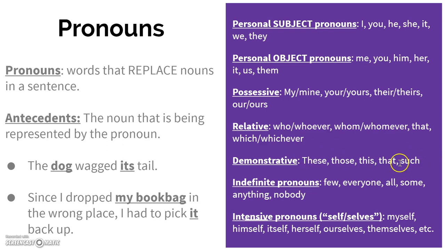These specify. Indefinite pronouns are general categories of people or things. Few of us know the answer. Everyone in general has a brain. All of us, only some, anything, or the opposite, nobody. So, these are again our general categories. And finally, intensive pronouns are the ones that include the word self or selves, like myself, himself, itself, herself, ourselves, themselves, etc. So these are actually quite easy to recognize, even if you don't already have these memorized.